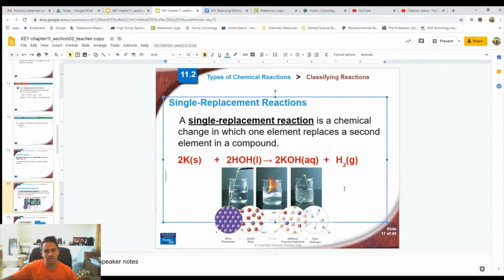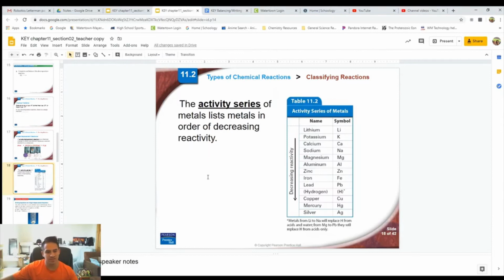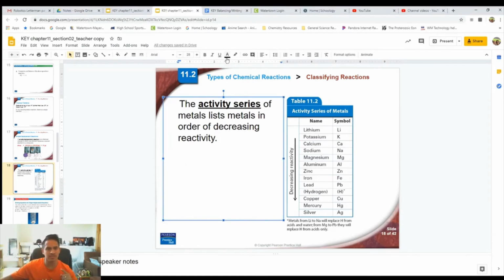All right. Now, one thing that we need to make note of here is when we are doing single replacement reactions, there is something that we need to use to determine whether or not these reactions will happen. It's known as the activity series. The activity series is a list of metals in order of reactivity, from most reactive at the top to least reactive at the bottom. And this is actually really important, so I would very highly recommend that you listen to this part or write this down.